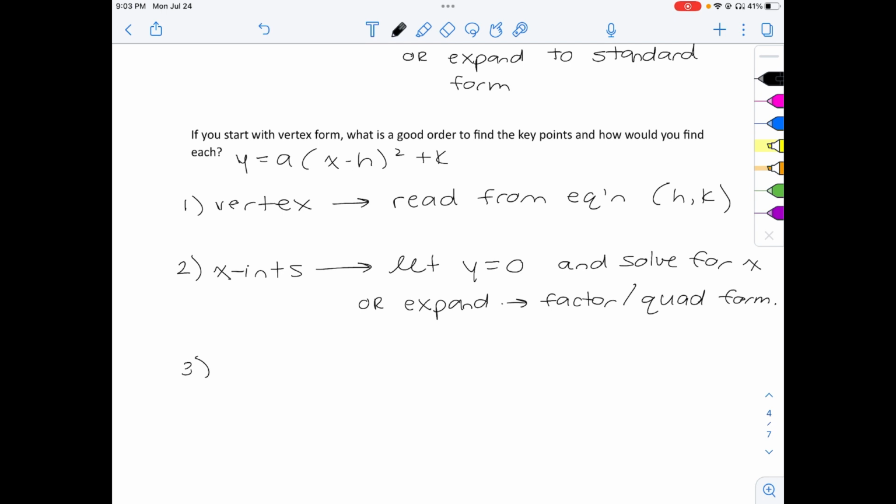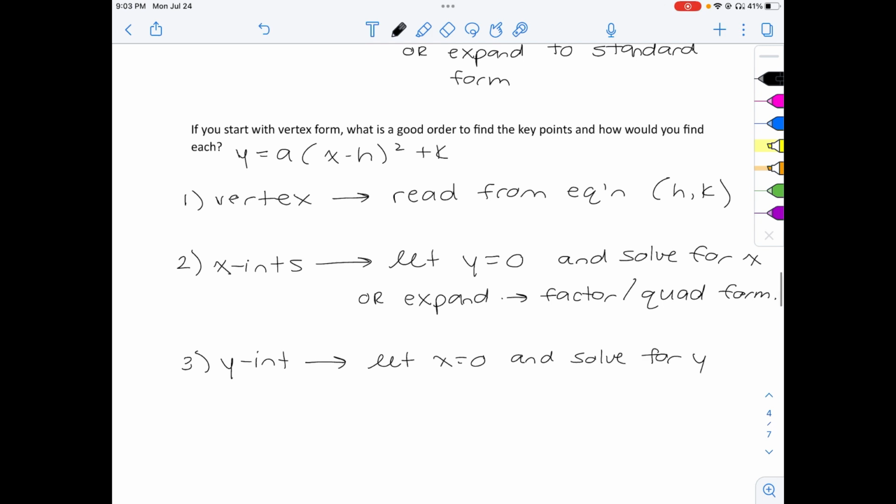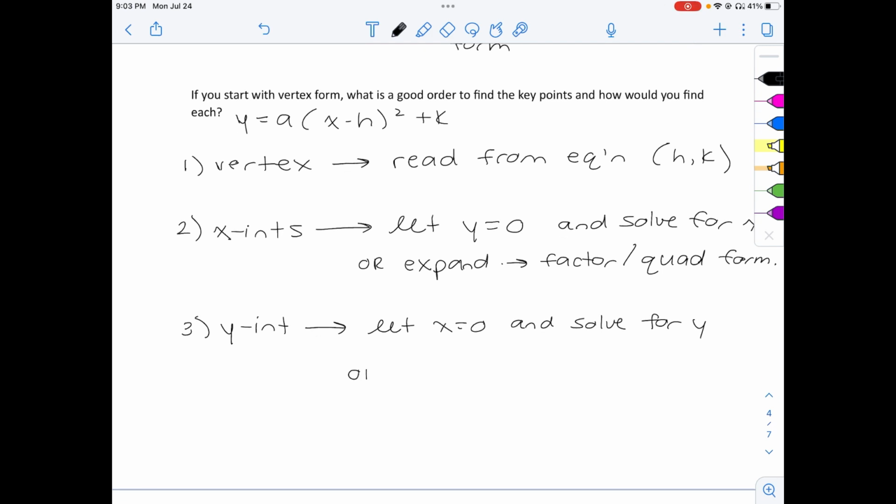And then the third thing that I would find would be the y-intercept. And again, there's two ways you can do this. You can either let x equal 0 and solve for y, or you can just expand to standard form and use your c value.